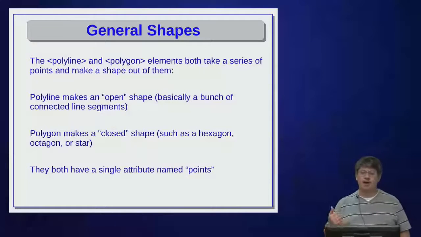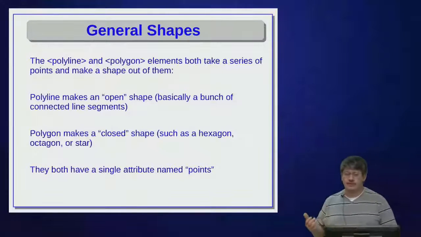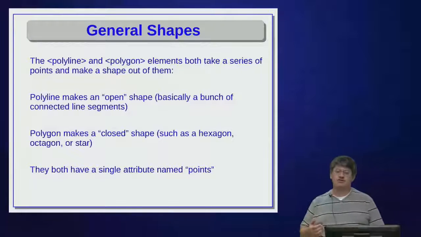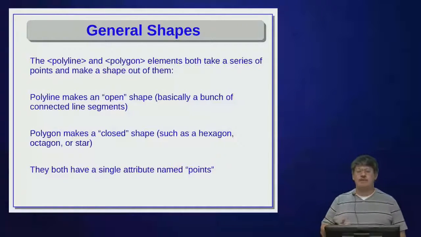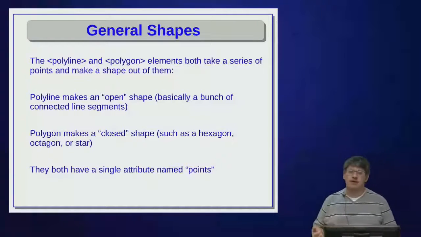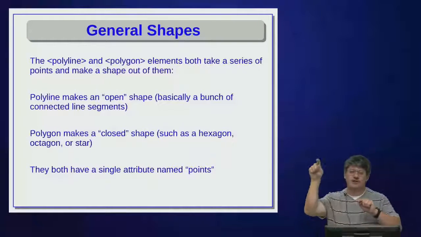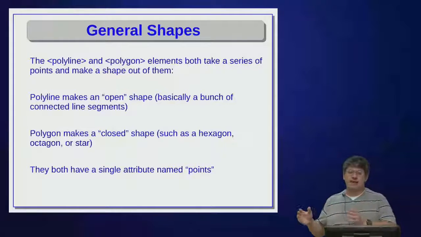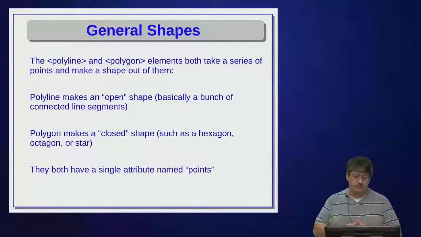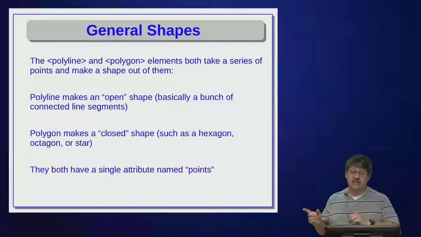So the polyline and polygon elements are more complicated. If I want to draw just a rectangle or a circle or an ellipse, that's pretty easy to do. But if I want to make a more complex shape, I need to specify several different corners. And so polyline and polygon both have one required attribute, and that's a list of points. It's just named points, and it's a space-separated list of pairs. So we'll see what that looks like in just a second.